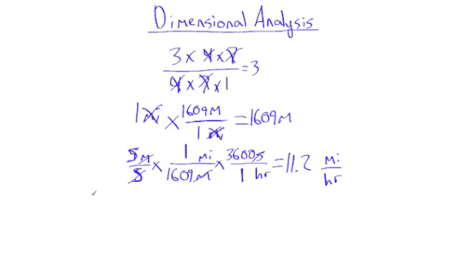Okay, finally, let's do one that's a little bit more complicated. Let's say I have 9.8 kilogram meters per second squared. This is actually an equation for calculating mass from force and acceleration, but don't worry about that right now. Just worry about getting these units to work.